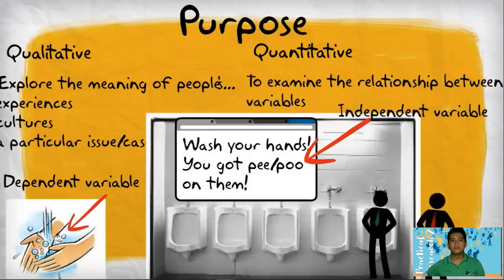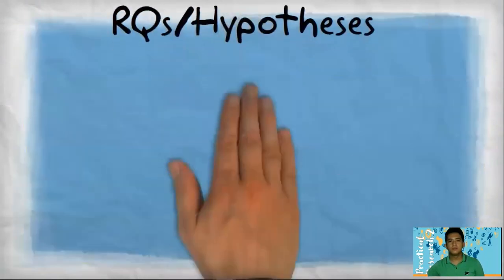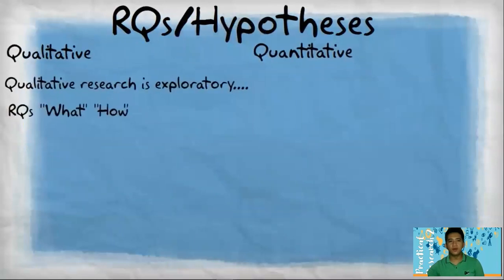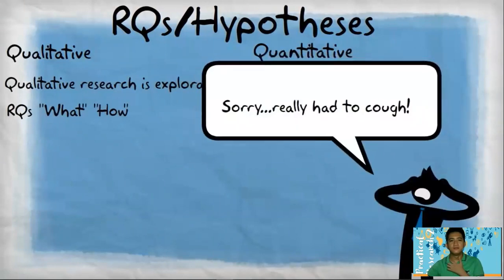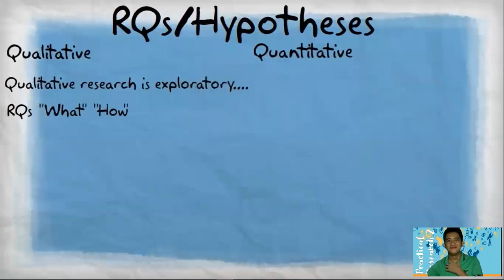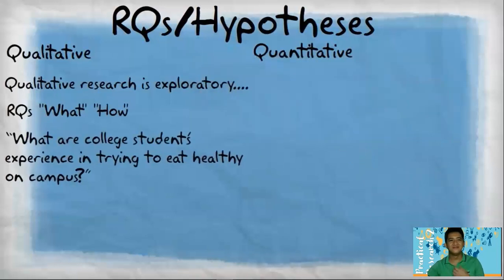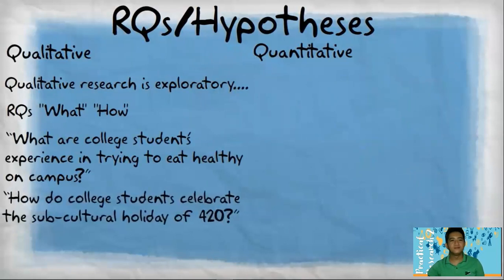Let's talk about research questions. Since qualitative research is exploratory in nature, qualitative research questions usually start with the question words what and how, since these words imply discovery or exploration. For example, a qualitative research question could be, what are college students' experiences in trying to eat healthy on campus? Or, how do college students celebrate the subcultural holiday of 420?